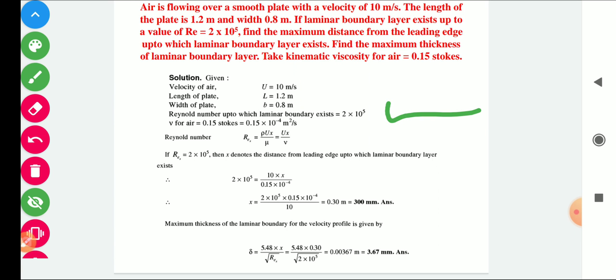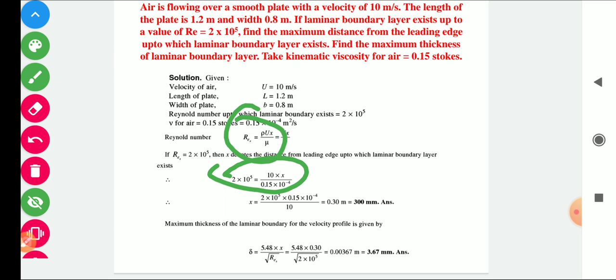So with the help of the Reynolds number, we will calculate this x. This Reynolds number is rho v x upon mu. Here x is the characteristic length. So if you put all these values in this equation, then the value of x will be 300 mm.